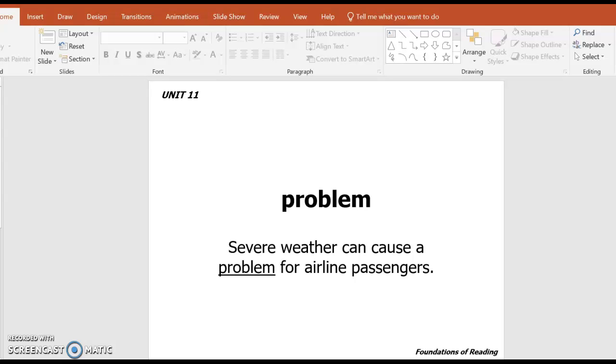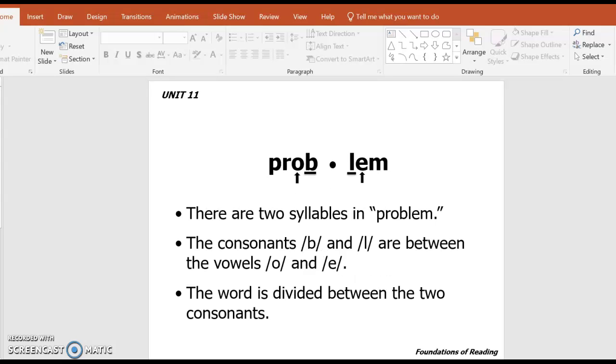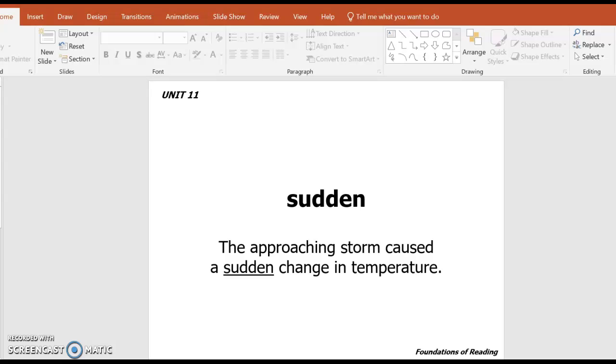Now our first word is problem. Severe weather can cause a problem for airline passengers. There are two syllables in problem. The consonants B and L are between the vowels O and E. The word is divided between the two consonants.